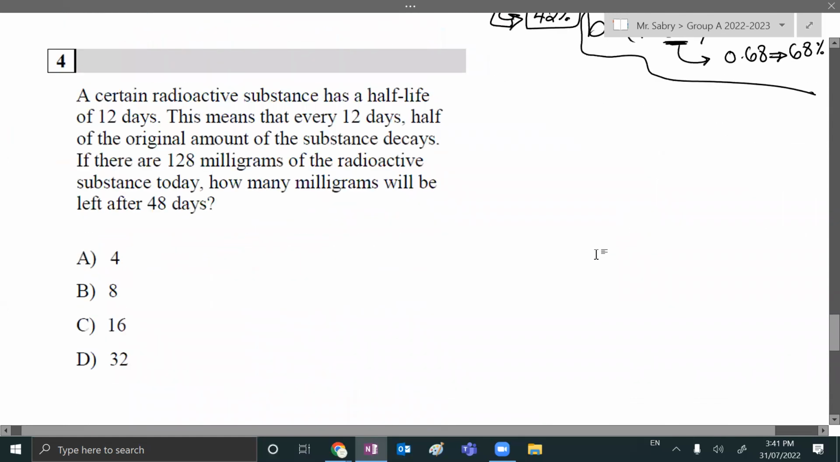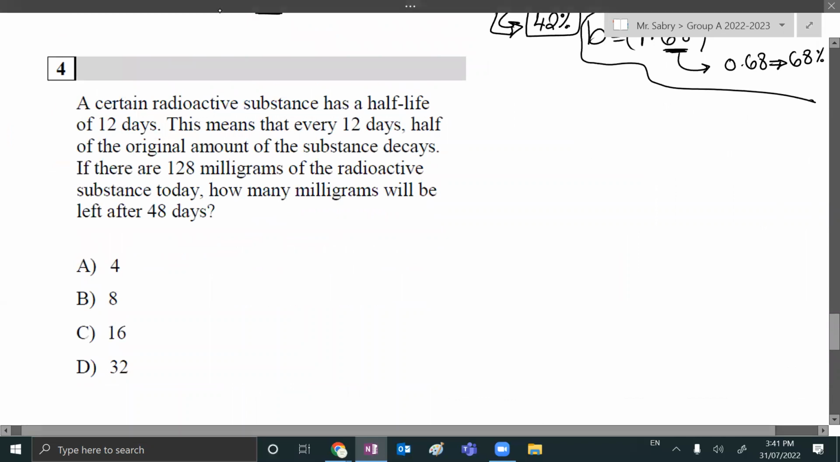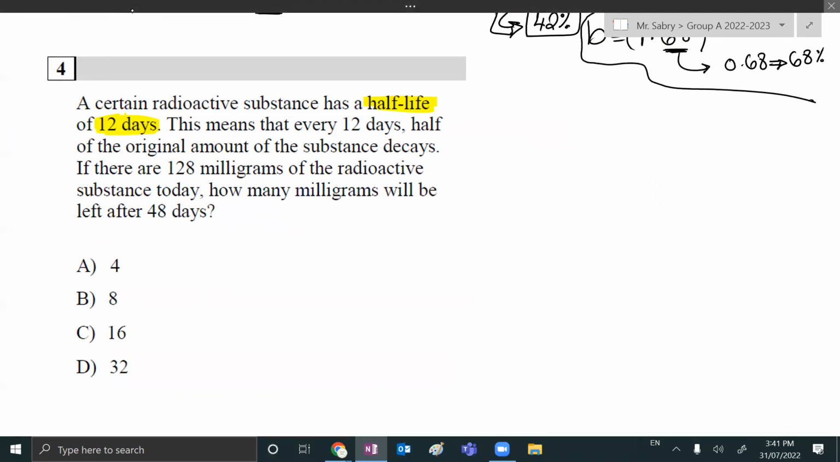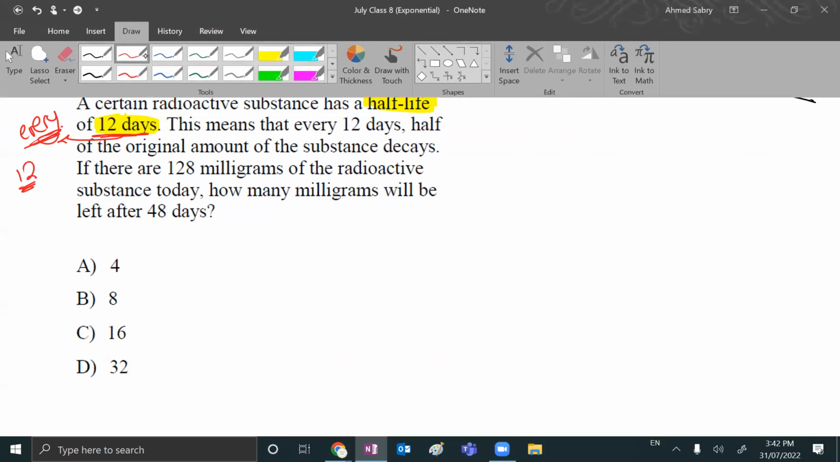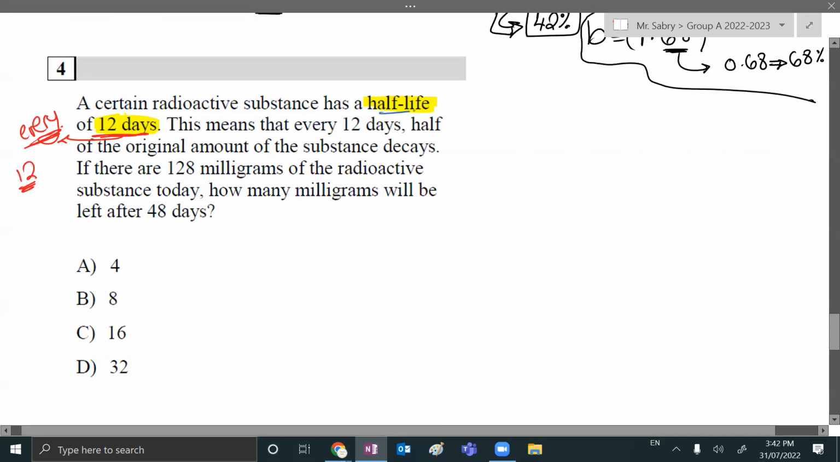Sorry, this is the last thing in exponential. A certain radioactive substance has a half-life of 12 days. Let me repeat: half-life of 12 days means this happens every 12 days. Since it happens every something, if you remember, we should divide the power by 12. Days by 12. That's what we should do. And since this is half-life, then I know that the B must be equal to half. This means that every 12 days, half of the original amount of the substance decays.